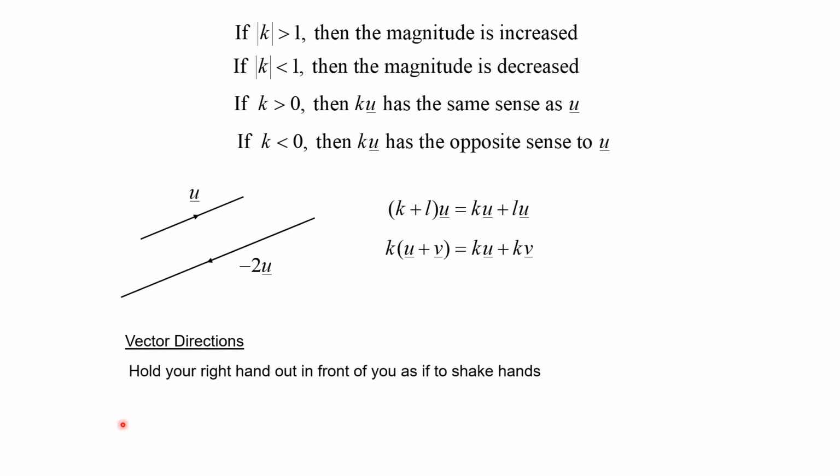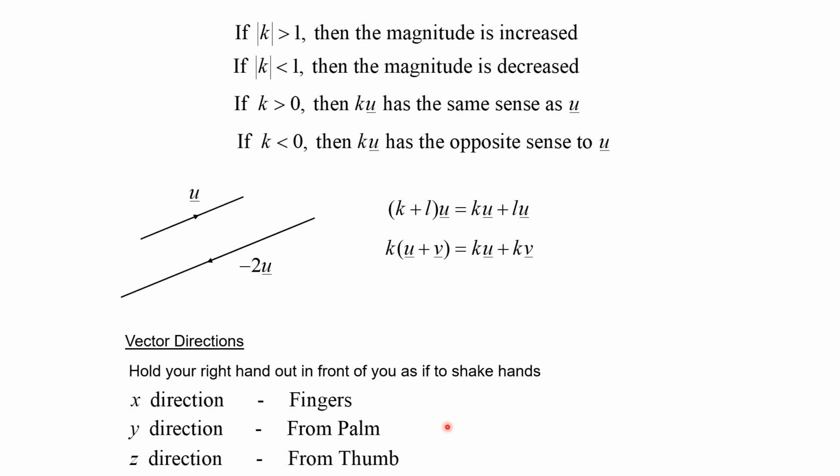So vector direction: when you hold your right hand out in front, as if you want to shake hands, the X direction will be your fingers, the Y direction will be from the palm, and the Z direction, for example, is the thumb.